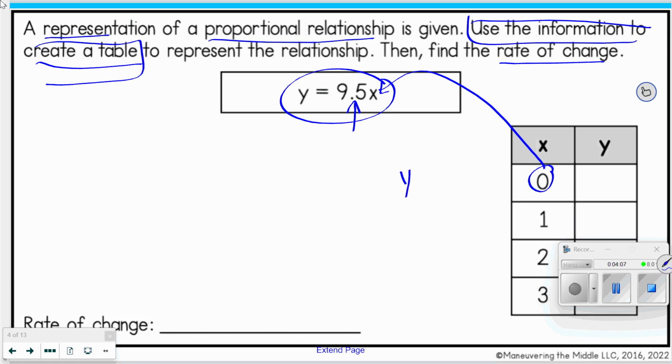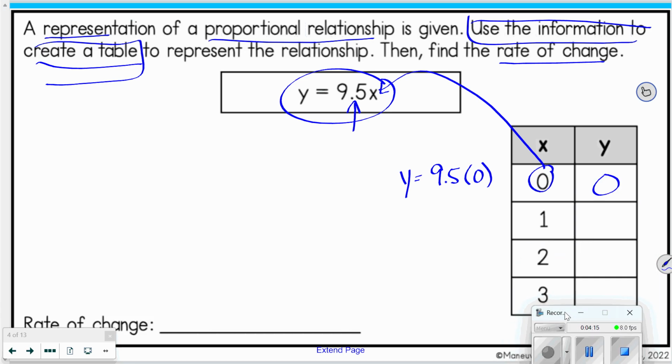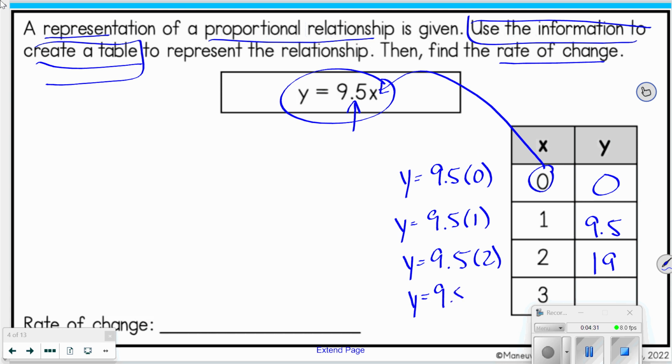So this one is going to be y equals 9.5 times 0. Anything times 0 is always going to be 0. Then for our next one, 9.5 times 1. So that one is going to be 9.5. Our next one, 9.5 times 2. So that one is going to be 19. And then 9.5 times 3, which is going to give you 28.5. And then your rate of change is 9.5.